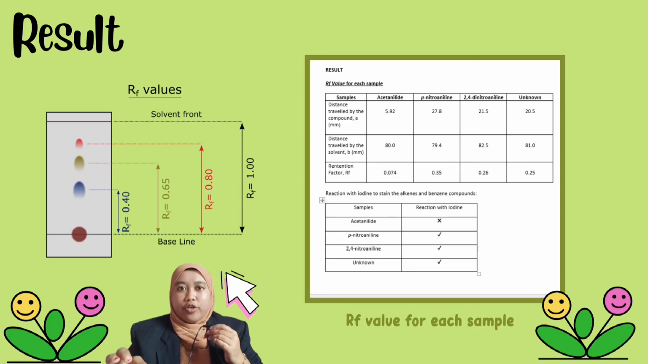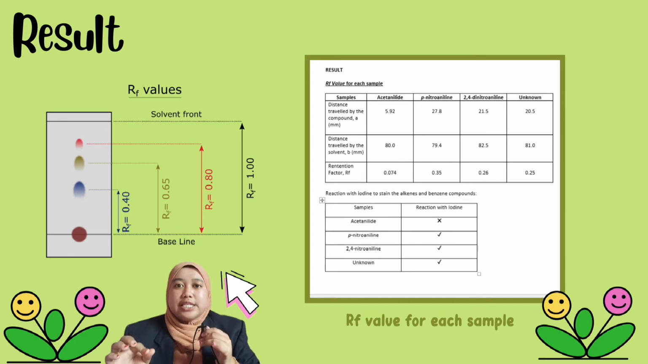The result, RF value for each sample. For acetanilide, the distance traveled by the compound is 5.92, the distance traveled by the solvent is 80, and the retention factor is 0.074. For p-nitroaniline, the distance traveled by the compound is 27.8, the distance traveled by the solvent is 79.4, and the retention factor is 0.35. Next, for 2,4-dinitroaniline, the distance traveled by the compound is 21.5, the distance traveled by the solvent is 82.5, and the retention factor is 0.26.